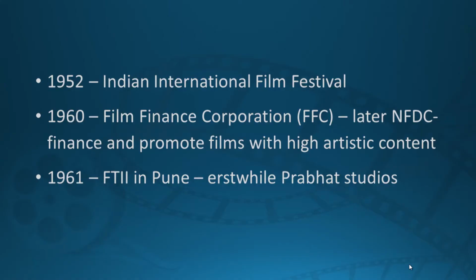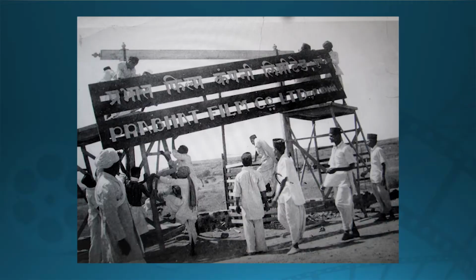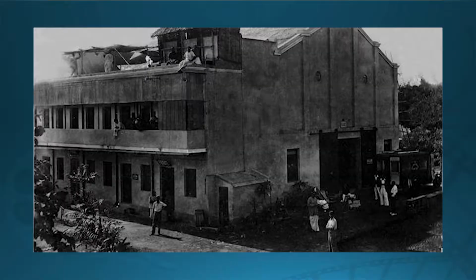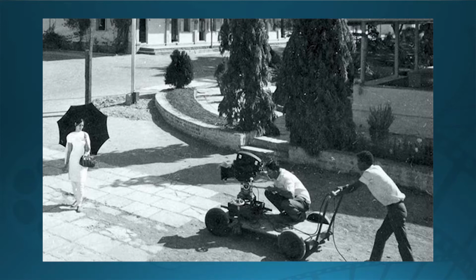In the following year, 1961, the FTII was set up in Pune. That accomplished the task of setting up a training institute for film technicians, for film personnel. An interesting fact about the FTII is that it was set up in the erstwhile Prabhat Studio. We did talk about Prabhat Studio in the last lecture. So in terms of the history of Indian cinema, FTII also holds that importance, because it is now housed in the same building where the Prabhat Studios once were.